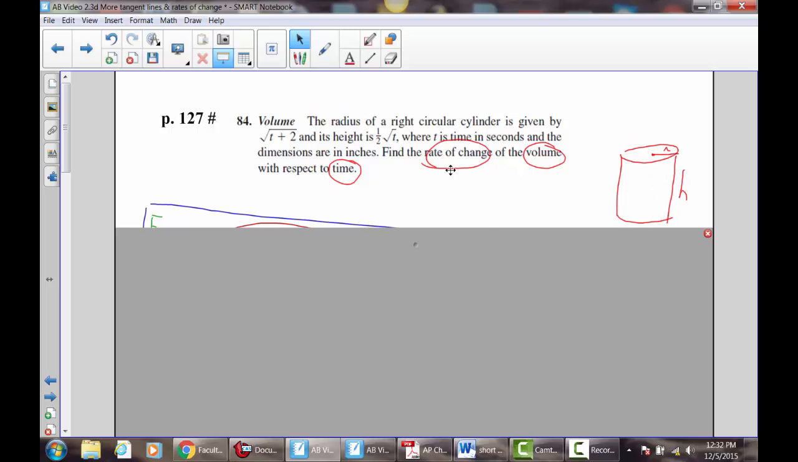They're looking for a derivative. It's the rate of change. It doesn't say average, so therefore it's the instantaneous rate of change, which is the derivative. And you know it's the derivative of the volume with respect to time.